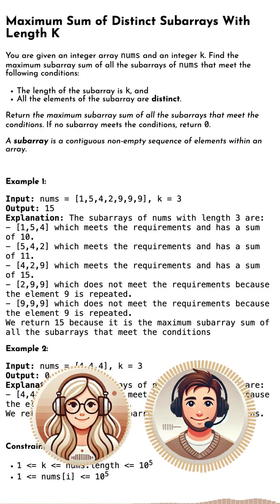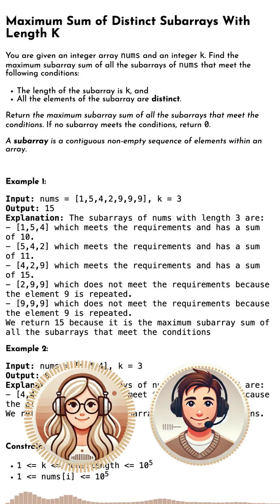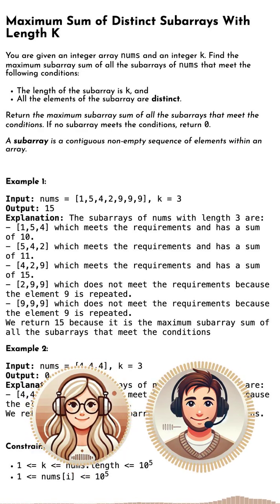Exactly. So what do we do? We need to compare our current sum to our maxim. And since this is the first valid subarray we found, our current sum, which is 7, becomes our new maxim. Exactly. We found our first potential maximum sum, but we're not done yet. We need to keep sliding that window.